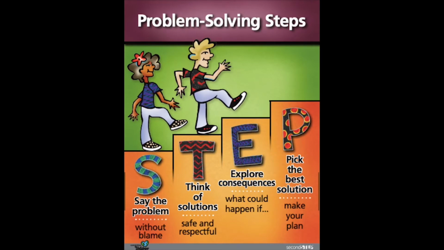Today we're going to explore problems that are best solved by getting help from a trusted adult. We're going to use the problem-solving steps, and we'll be looking for the best solution. Remember, the S stands for say the problem, T is think of solutions, E is explore the consequences of all of the different solutions, and P is pick the best one. Then we're going to practice being assertive when asking an adult for help. As you watch this next video, think about what Caden needs to do to get his project done.